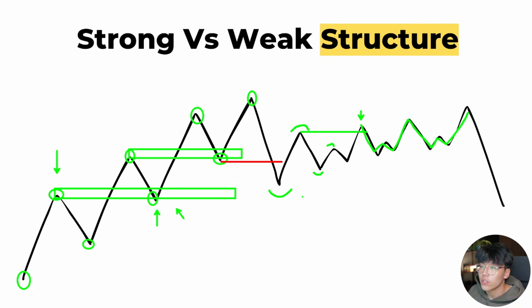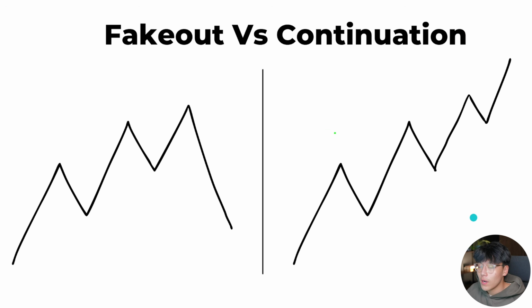What we look for is strong structure. We like to see displacement, where price has a nice push above the swing high key pivot point. If price breaks above the swing high but quickly rejects, that's potentially what's called a fake out, which I'm going to talk about next as well. And right here, this is going to be the difference between a fake out and continuation.